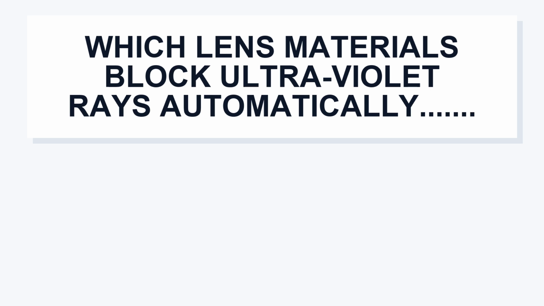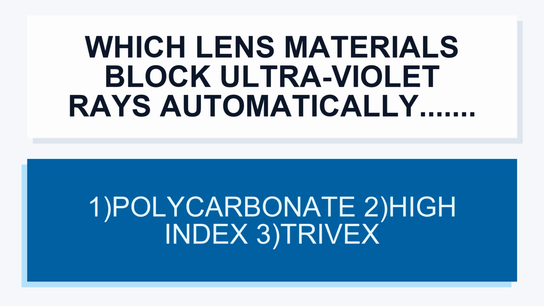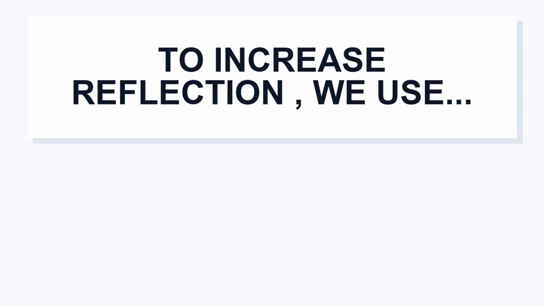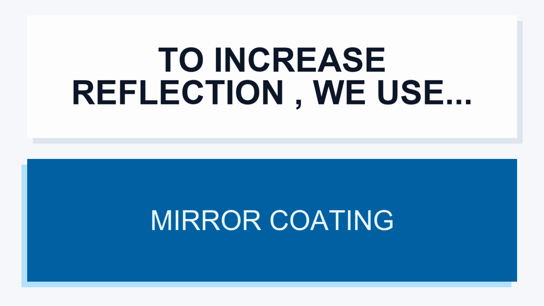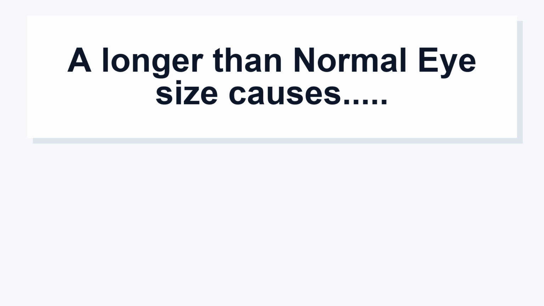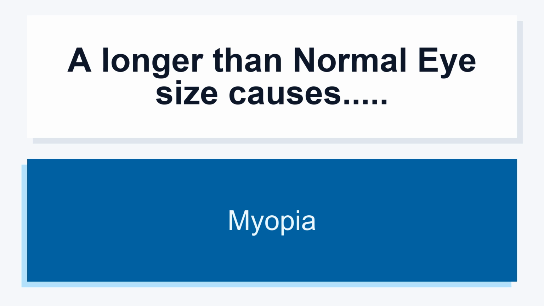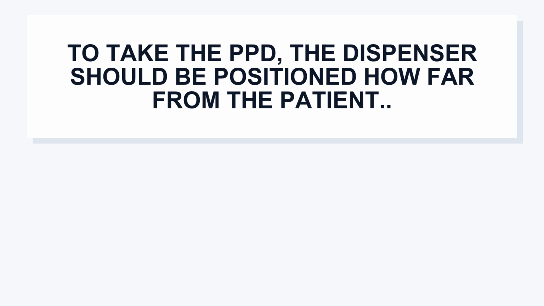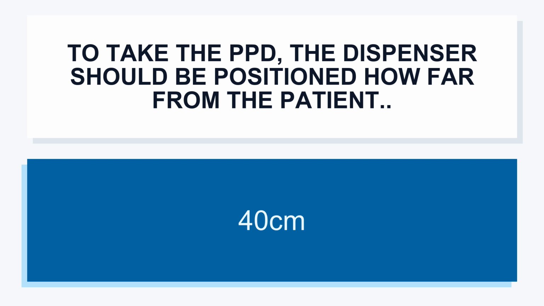Which lens materials block ultraviolet rays automatically? 1. Polycarbonate. 2. High index. 3. Trivex. To increase reflection, we use mirror coating. A longer than normal eye size causes myopia. To take the PPD, the dispenser should be positioned how far from the patient? 40 centimeters.